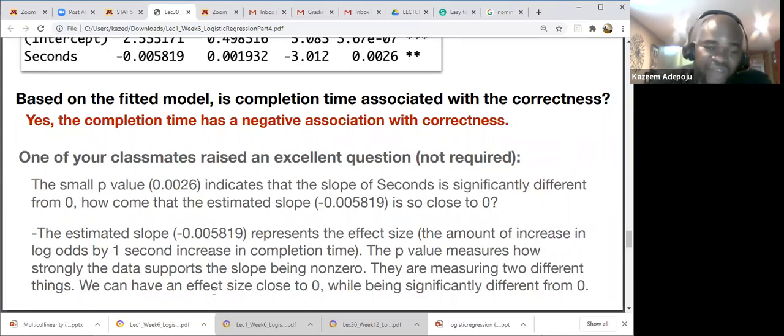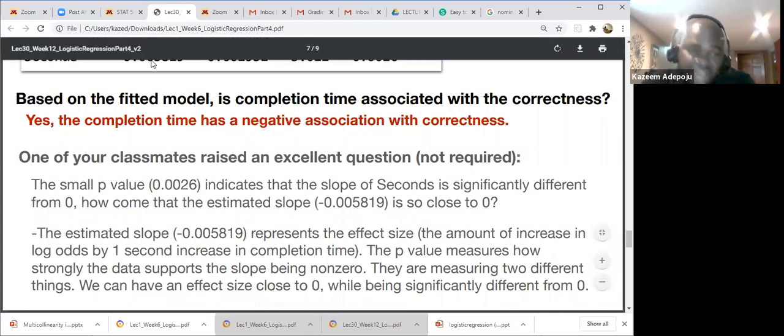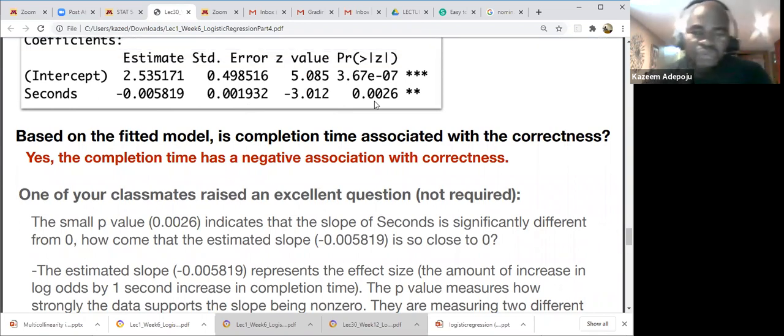So we can have an effect size close to zero, just like that, without it being significantly different from zero. You can see that. It doesn't really matter; what really matters a lot to us is the associated p-value. And of course, we get a p-value based on the z-value, and the z-value is the ratio of the estimate to the standard error.